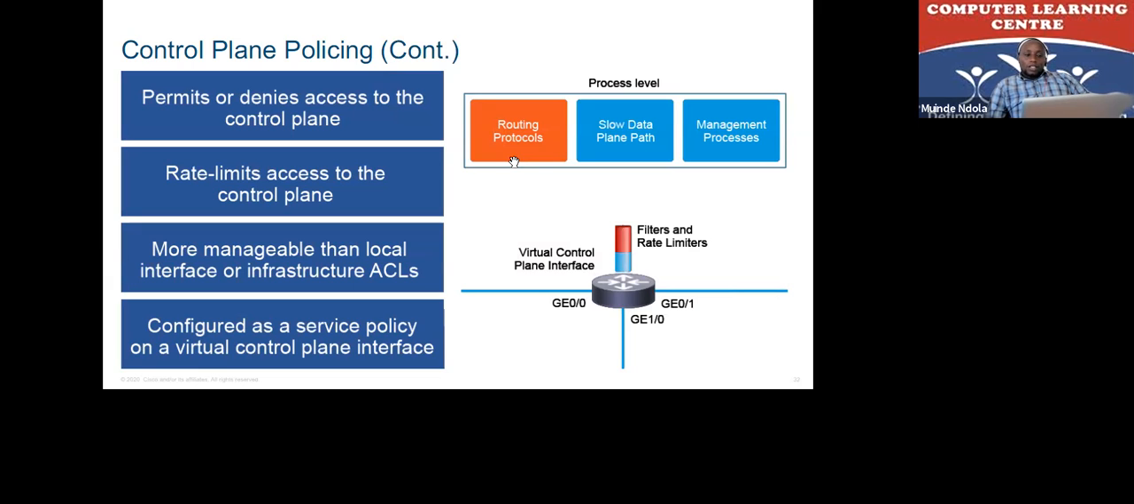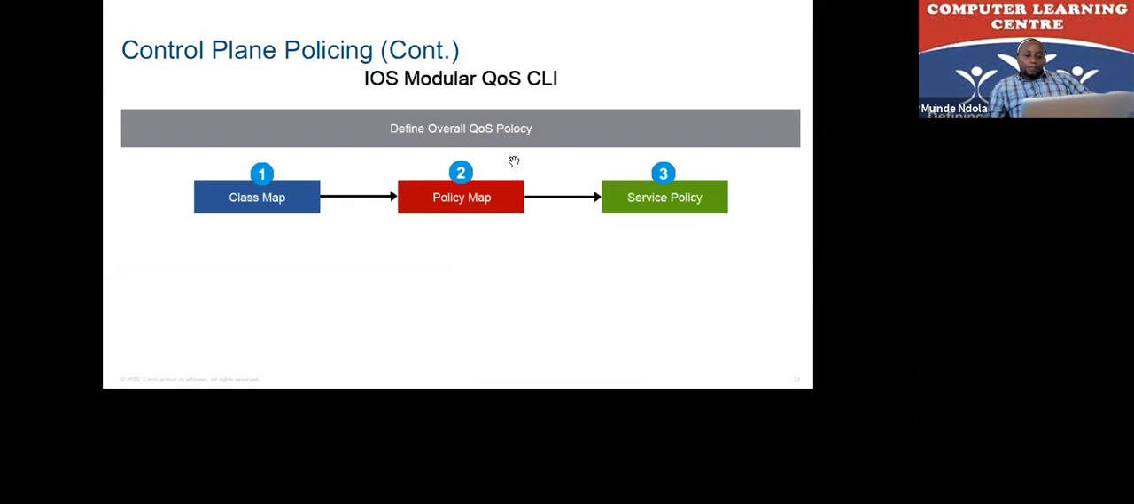Okay, so you can configure access lists for the routing, you can configure for the management interface, and also we can configure what we call the rate limiting access to the control plane. It is more manageable than interface or infrastructure ACLs, because when you apply an access list for the CPU it becomes a lot of work. So the first thing that we're going to do is create a class map. With the class map, we're going to match the condition. Then we choose what actions to be applied to the class map, and that is based on the policy map. And then the service policy is to apply the actions that we have specified.